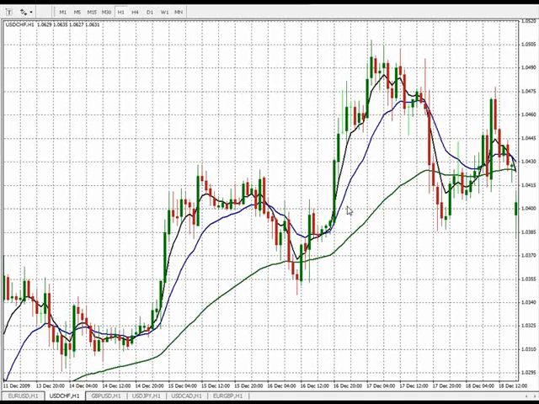When the first lot is exited with the take profit, we move our stop loss to the break-even point, and then we just let the second lot ride while trailing our stop at 40 pips, and it actually exited up here.